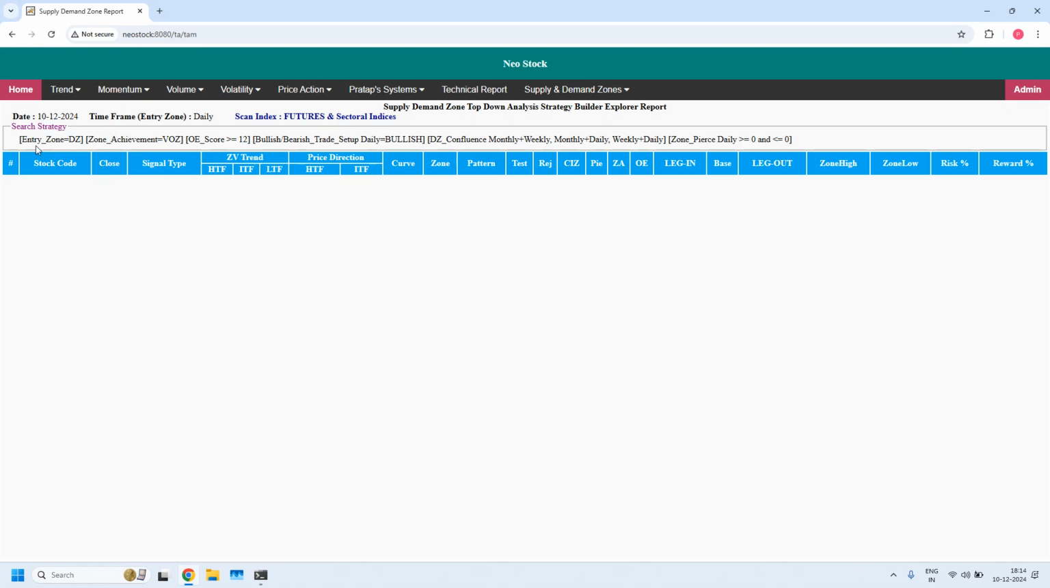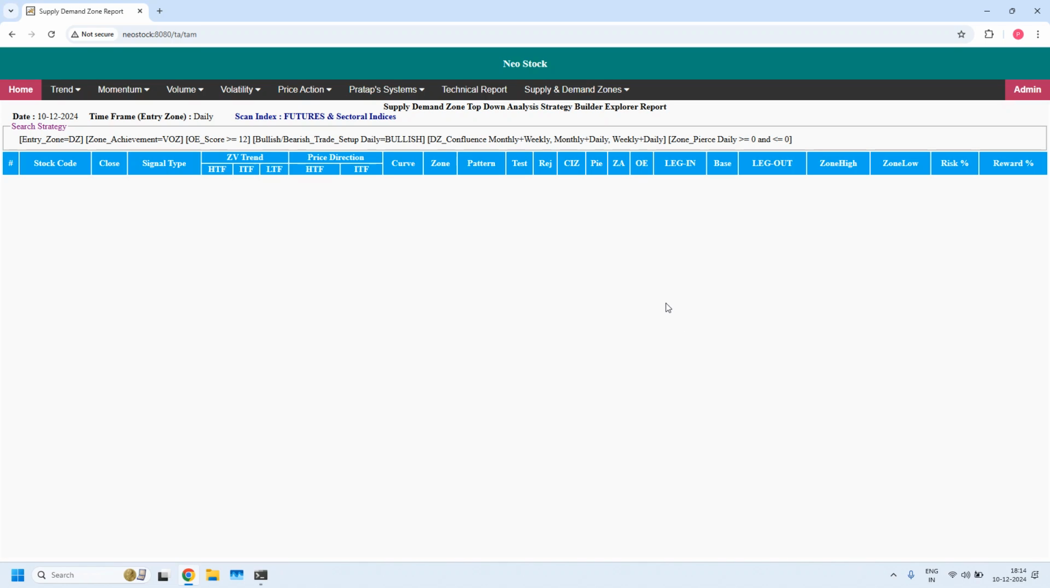Let's verify, because no stocks are filtered. Daily entry time frame is demand zone. OE score greater than 12. Bullish or bearish trade setup, and daily we selected bullish. Demand zone confluence we selected monthly and weekly, monthly and daily, and weekly and daily. It is perfect. So that means there are no stocks currently supporting LTF, ITF and HTF demand zone confluence.